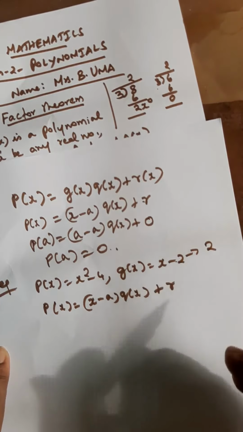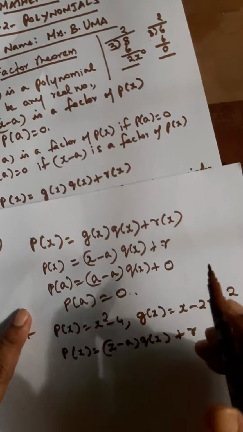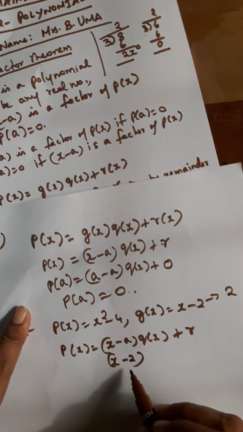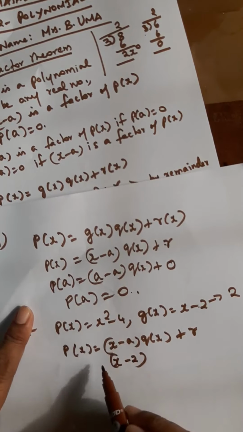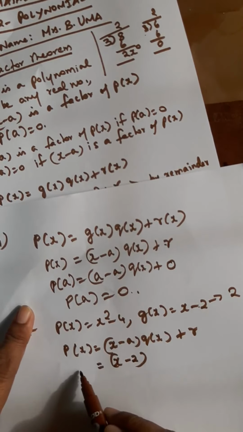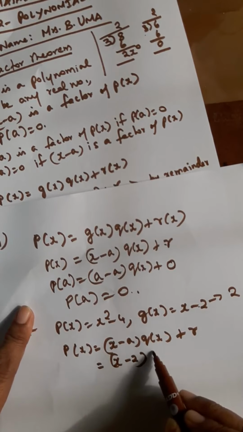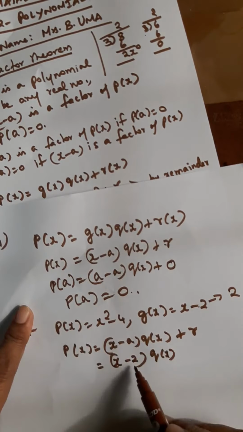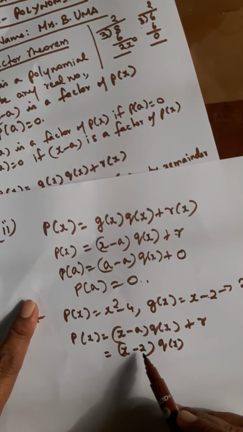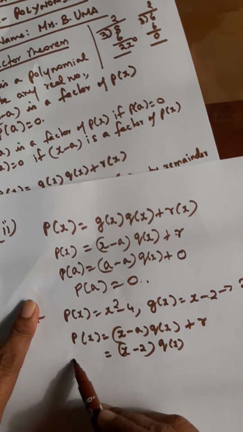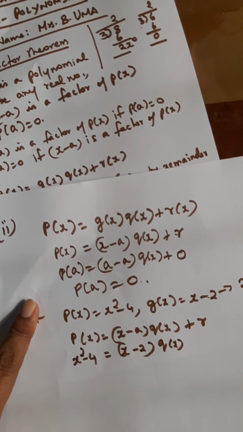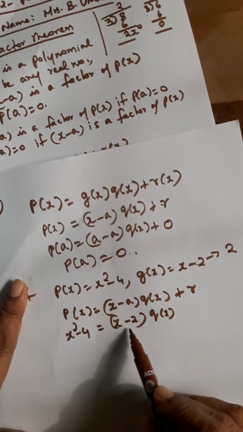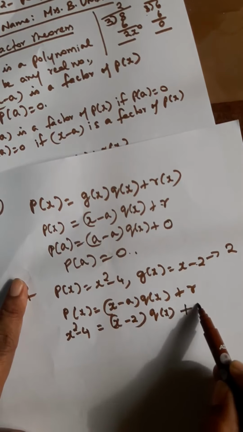Now, here it is given that x minus a, that is x minus 2, is a factor of what? x squared minus 4. So here Q of x, and we have to prove P of a is 0. Once x minus 2 is a factor of P of x, P of x is here x squared minus 4. Once it is given that x minus a is a factor of P of x, the remainder should be what? 0.